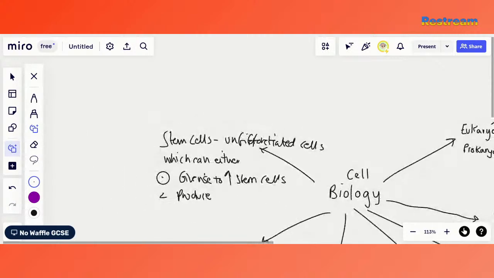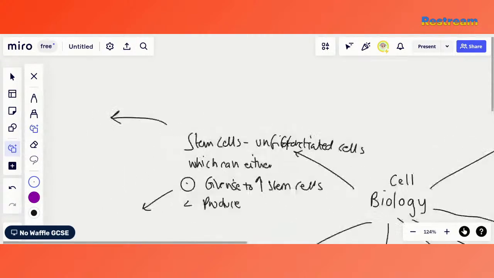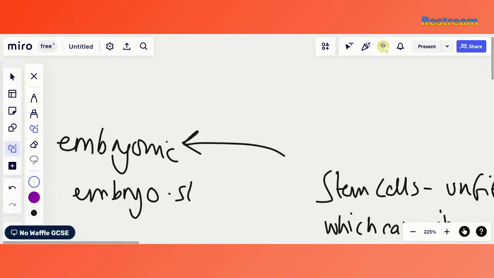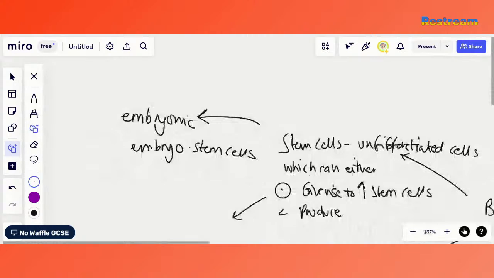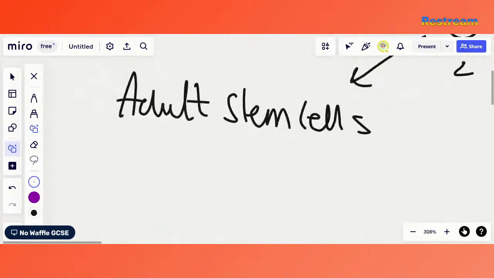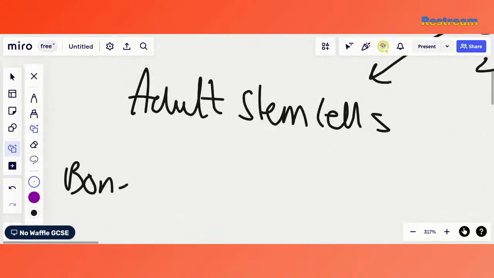So what happens is we have the different stem cells. We have the embryonic stem cells, which are found in the embryo. The ball of cells are actually the ball of stem cells. And these then differentiate to form all the cells we need to survive. We then have adult stem cells. Now, adult stem cells are found in the bone marrow.